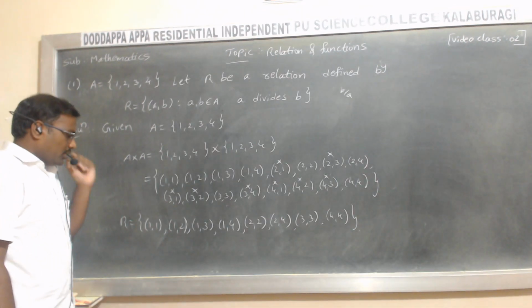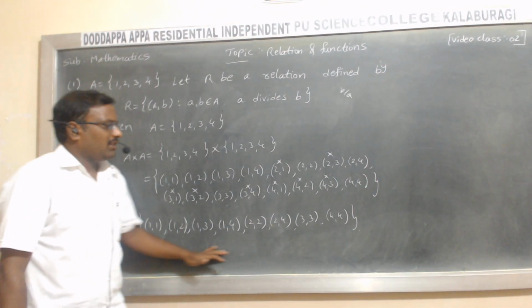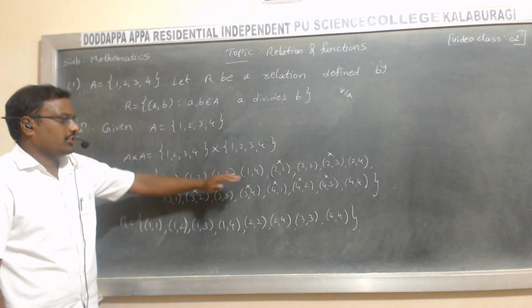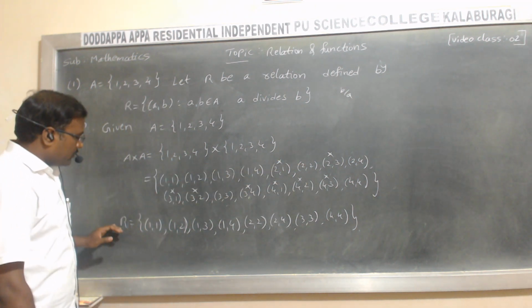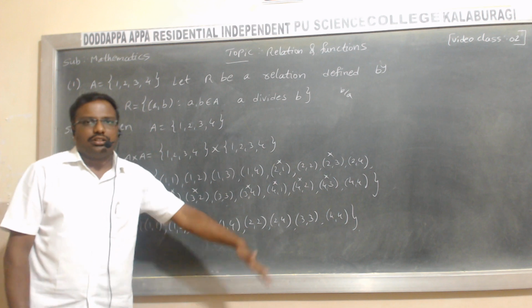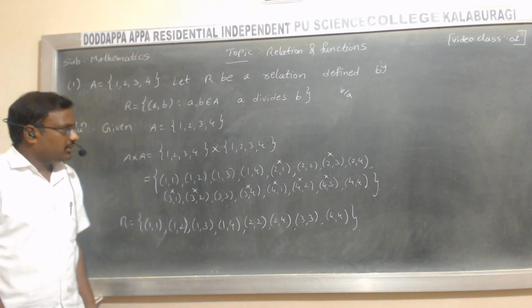Okay. So now you can check it. All elements should be present in the Cartesian product. So that's why it is called what? Subset of a Cartesian product. Right?